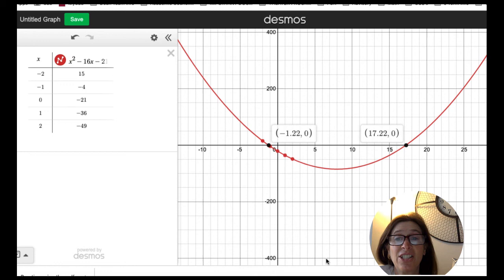Okay, so that's just a nice, easy way to be able to do it on your calculator, on Desmos. On your calculator, remember, you're going to go to finding your zeros using the math feature on the top.